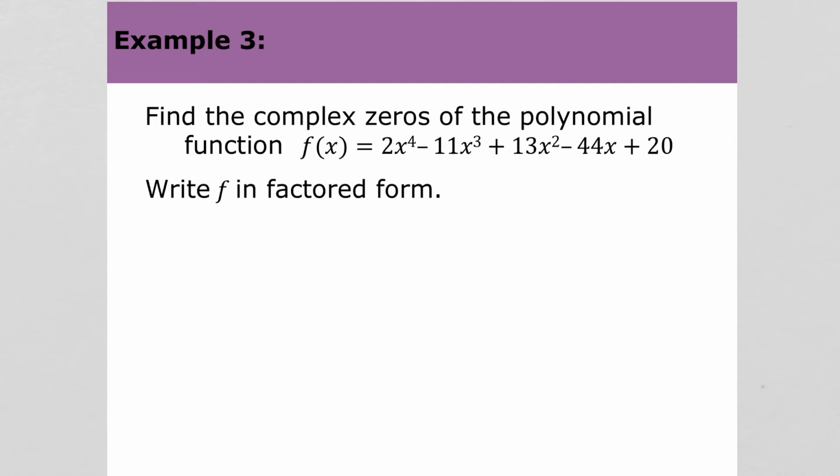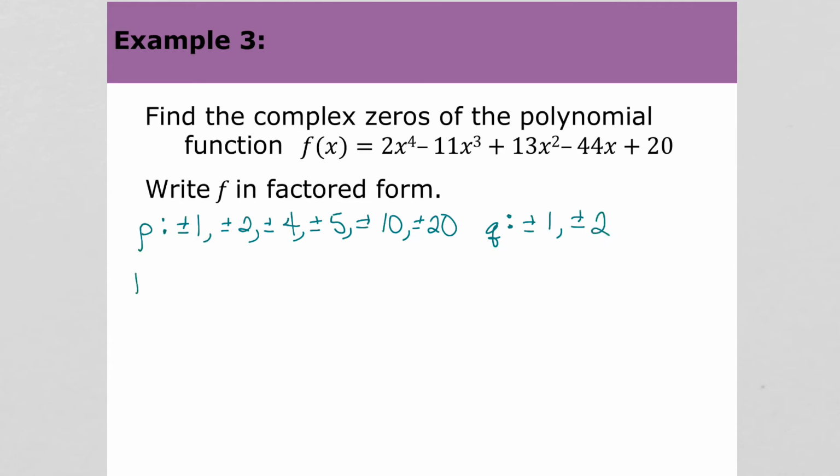Just as in the last part, we start with our P and Q. So for P, 20, the factors would be plus or minus 1, 2, 4, 5, 10, and 20. And for Q, the factors of 2 are positive and negative 1, positive and negative 2. So we write all our options.